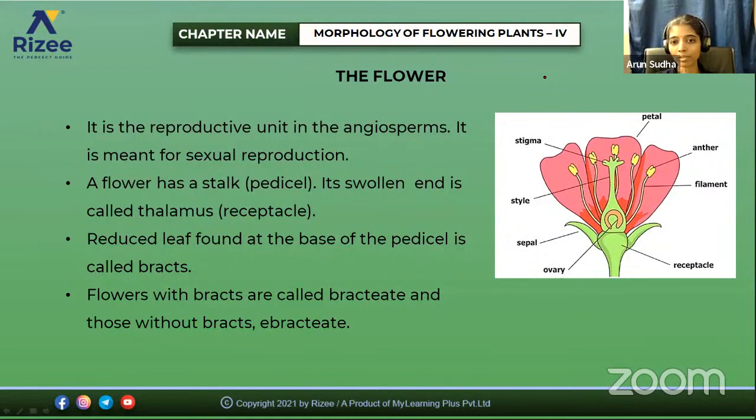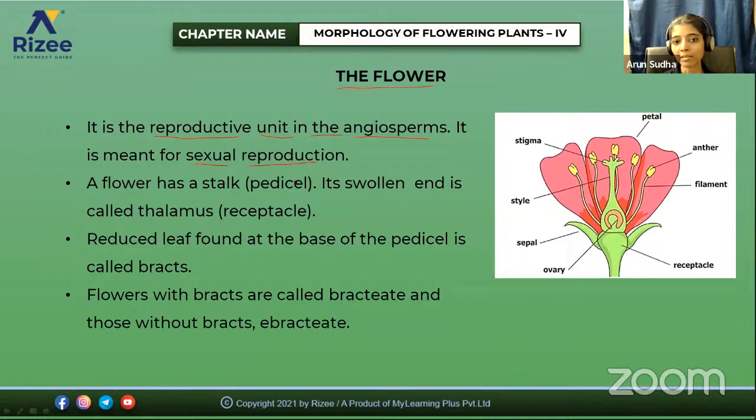So here, if you take a flower, you would have seen n number of varieties of flowers in different plants. So there are so many ways in which the plants can be classified on the basis of flower. For example, on the basis of appendages and on the basis of type of structures that are present in the flowers, like unisexual or bisexual flowers. So flowers are one of the important structures and they are responsible for reproduction. So it is the reproductive unit in the angiospermic plant. So it is meant for sexual reproduction.